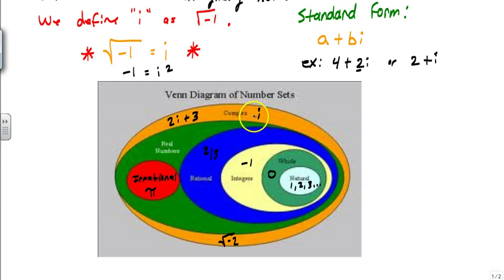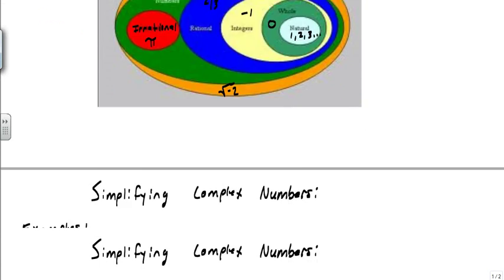2i plus 3, i by itself, square root of negative 2, those are all imaginary numbers, and those are only in the complex set. And then inside the real numbers, you've got irrational like pi, you've got rational like 2/3, you've got integers, positive and negative whole numbers, so there's negative 1. Whole numbers include 0, and the natural numbers do not include 0. They are 1, 2, 3, 4, 5, counting on up. That's just a way to show you where the imaginary numbers fall in the set of complex numbers.